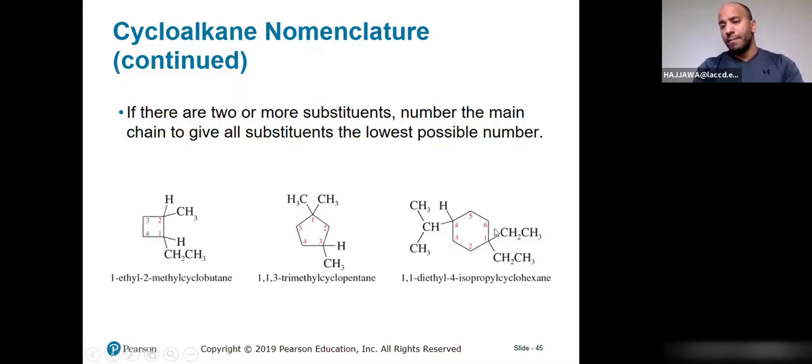Here's another example. So you have two ethyl groups sitting on one carbon and an isopropyl sitting on another. So you're going to have to give this carbon number one, not this. That way you end up having the lowest numbering possible for the substituents. Okay. So that's what we mean by numbering the ring with the goal of achieving the lowest numbering possible for the substituents.